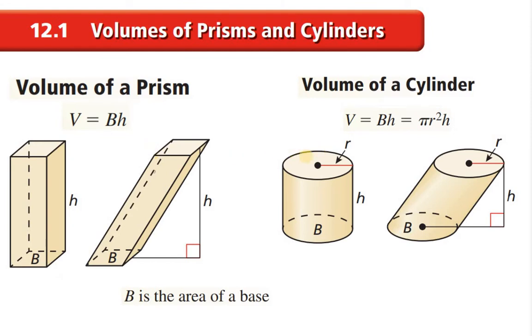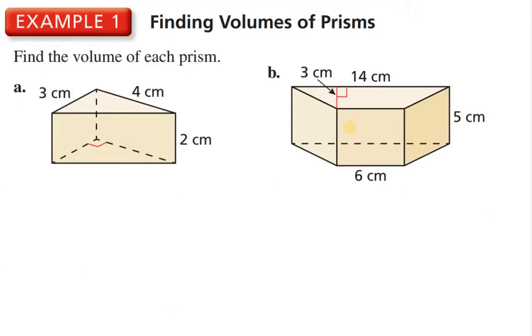For the volume of a cylinder, we have the same thing, base times height, but a cylinder always has a circle as a base, so instead of B, we can also just write pi r squared for the volume of a cylinder.